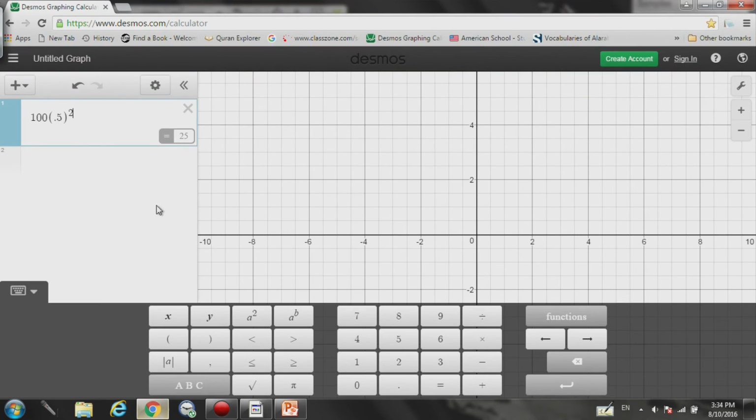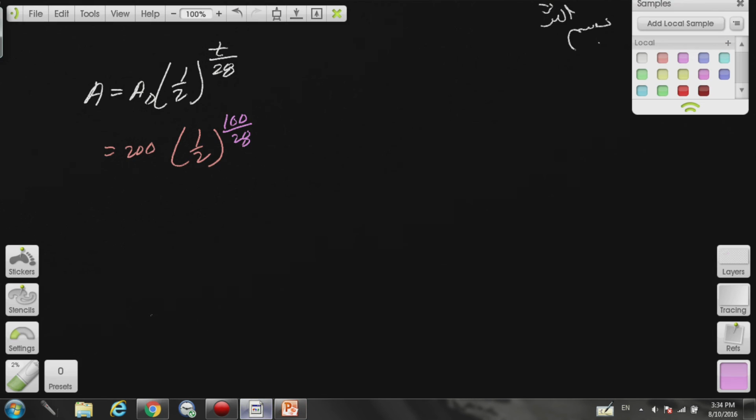Okay, so let's do that. So this would be 200 times 1/2 to the exponent of 100 divided by 28. Did I do that right? So it would be approximately 16.82 grams left.